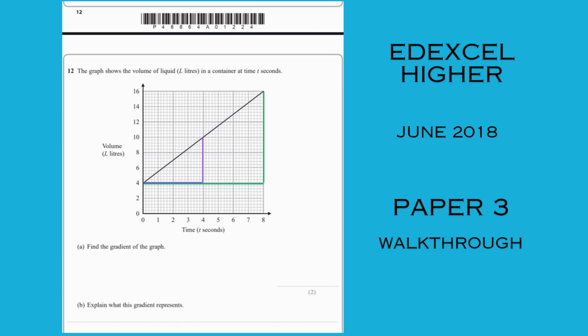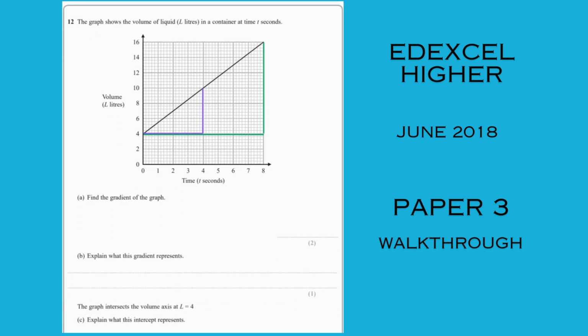Number 12. I've cheated a bit because I want to illustrate a point as well as avoiding being rubbish with technology. So, my point is, doesn't matter how big your triangle is, as long as you pick a sensible one, that's one that goes through corners, you're fine. If you look at the purple triangle, it's got a height of 6 and a width of 4, and 6 divided by 4 gives you 1.5. If you look at the green triangle, you get a height of 12 and a width of 8, and 12 divided by 8 gives you the same answer. So how big your triangle is doesn't matter.